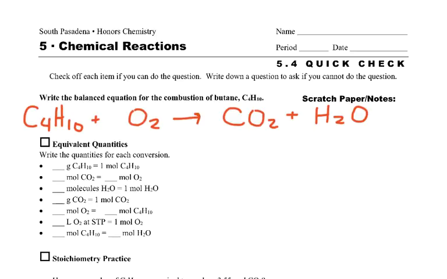I'm going to go through the 5.4 quick check. So the first question is asking us to do a balanced equation for the combustion of butane. I've written out the main chemicals, O2, CO2, and H2O. Now we're going to balance.